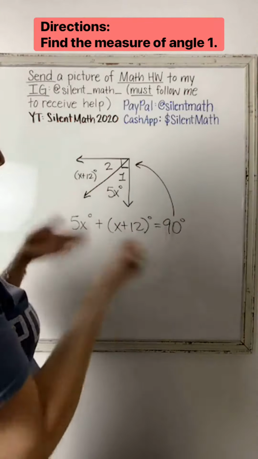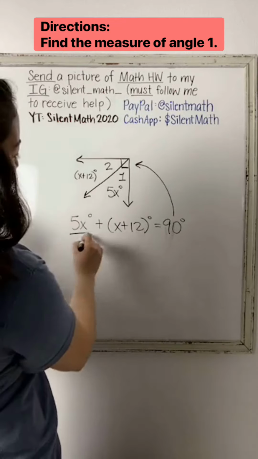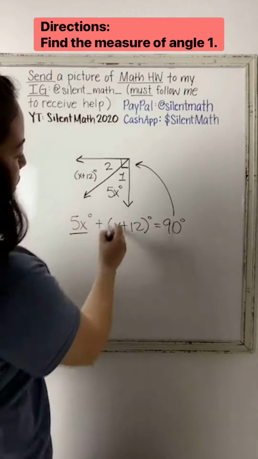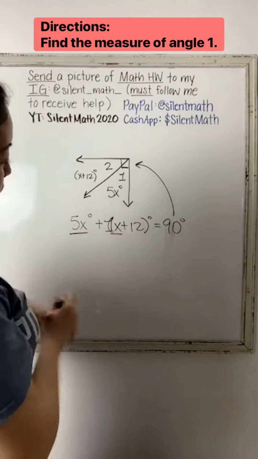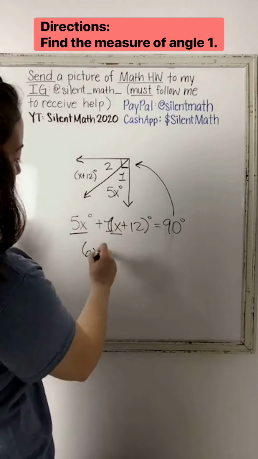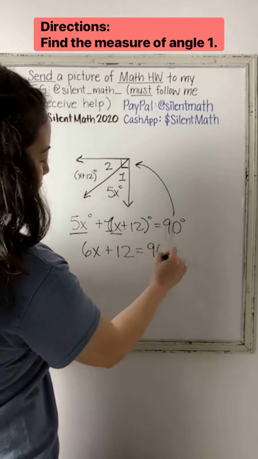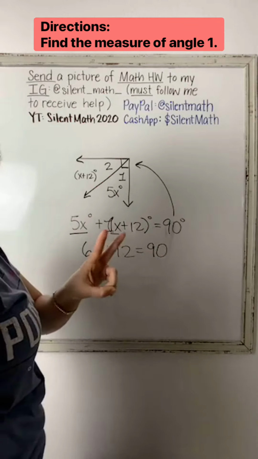Okay, so now we just solve basic algebra. We can add like terms here because they both have an x. 5x plus 1x, remember there's an invisible 1, gives you 6x. I'm going to copy the rest of the equation down. It equals 90. We have 2 more steps until we can solve for x.